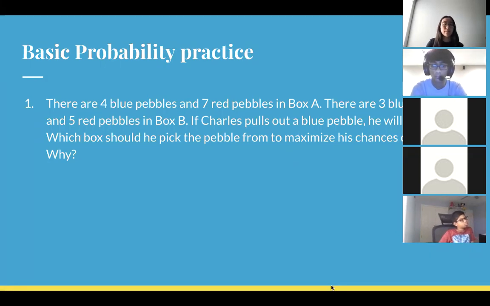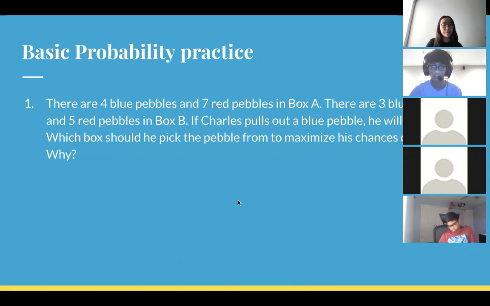Yeah, so for box A, the probability of pulling out a blue pebble is 4 over 11, because there's 11 total pebbles. And then for box B, it will be 3 out of 8, because 3 blue pebbles over 8 total pebbles. And 3 over 8 is greater than 4 over 11. So you should pick from box B.